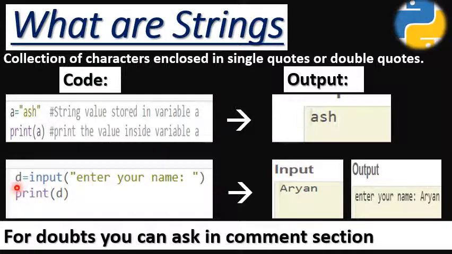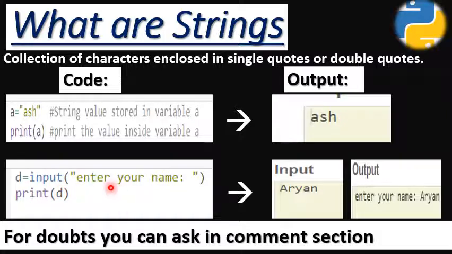In my second example, I use D = input("Enter your name"). Here D is my variable name. Then I use the input function, and inside the parentheses, enclosed in double quotes, I wrote Enter your name. So it will print Enter your name on the screen and ask me to input a value. Then print D, which will print the value of D.